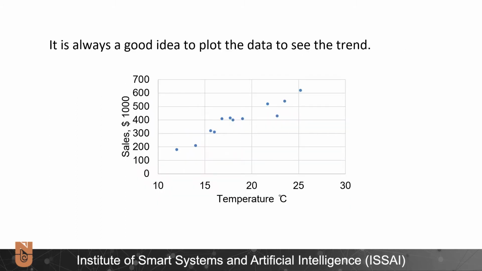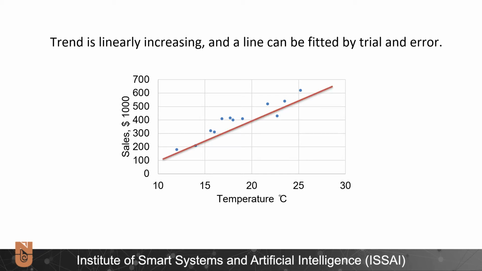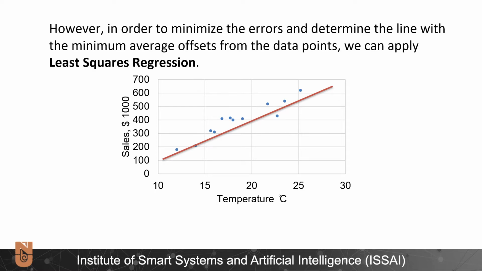To find an accurate approximation to those missing values, we need to find the model that will describe accurately the data, so it's always a good idea to plot the data to see the trend. As we see, the trend is linearly increasing, and a line can be fitted by trial and error. However, our target is to find a line with minimum average offsets from the data points, and in order to minimize the errors, we can apply Least Squares Regression.